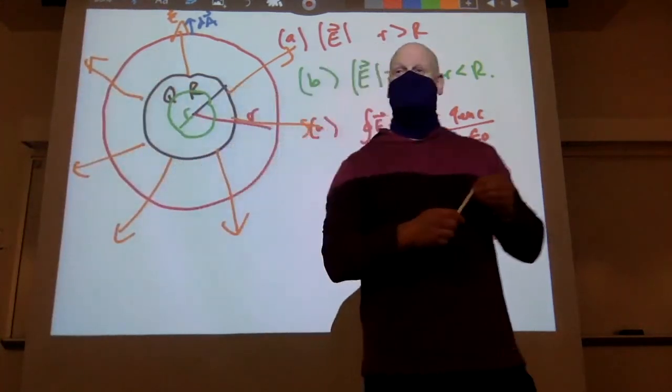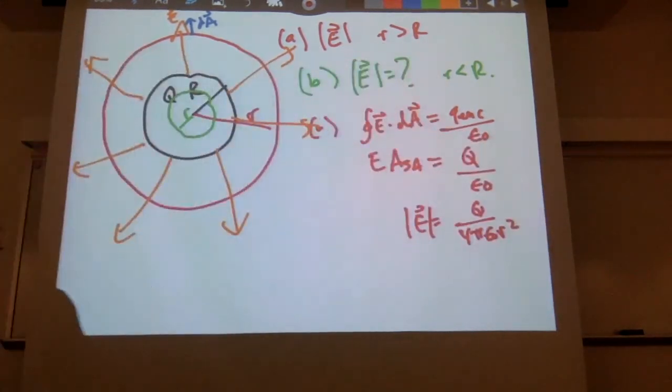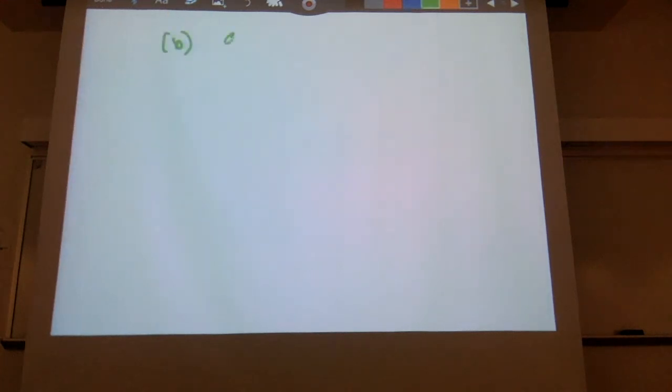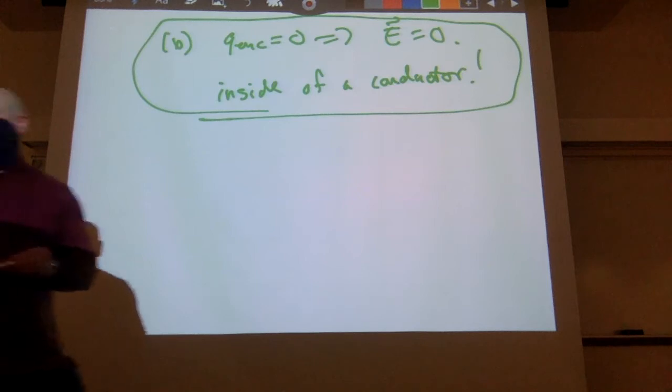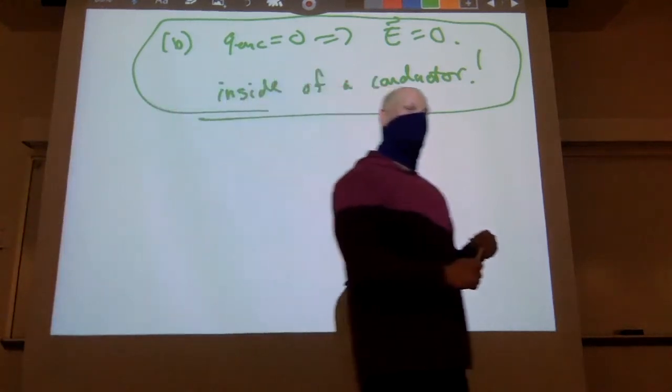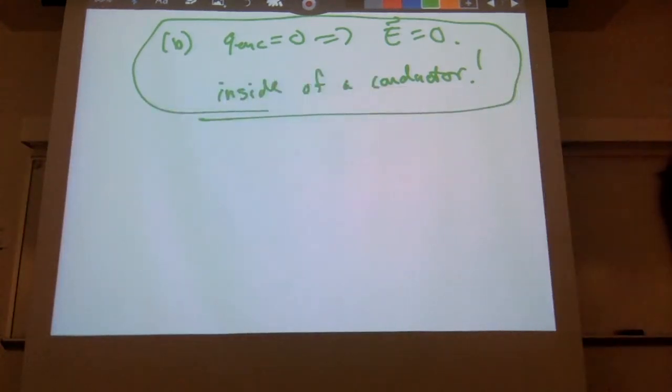It's on the surface, which means how much charge is enclosed inside of that green sphere? Nothing. Automatically, I know that Q enclosed is equal to 0, which tells me that the electric field is equal to 0 because I'm inside of a conductor. Conductors are the easiest things to deal with. Electric field must be 0 on the inside of a conductor. Something we learned at the end of last chapter.